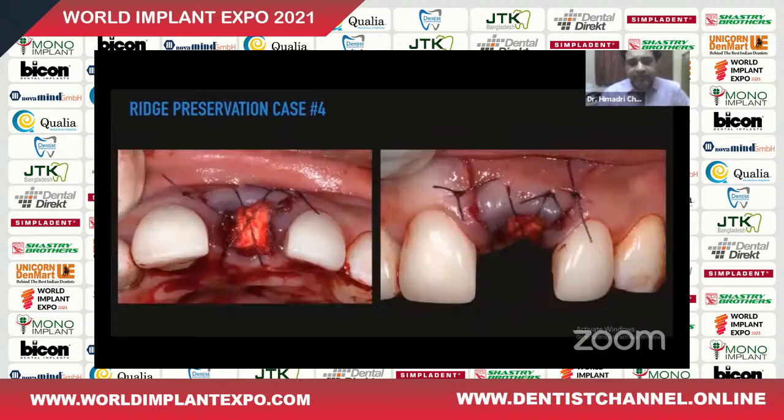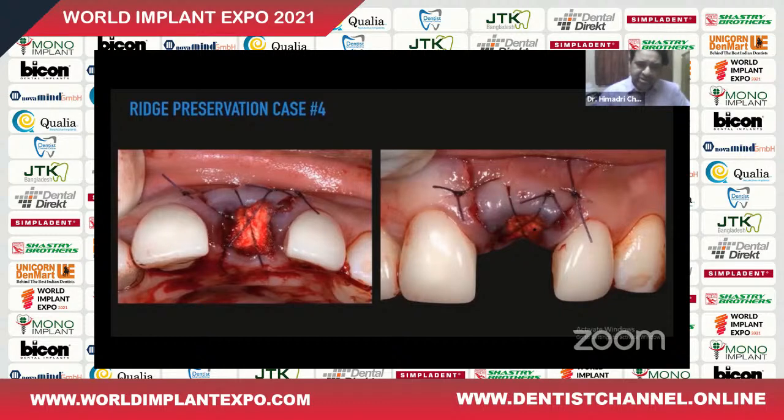Okay, so in this case, again, the open membrane technique has been used, with a collagen membrane, and we have tried to push the buccal flap a little bit away so that we can create a little bit of volume.